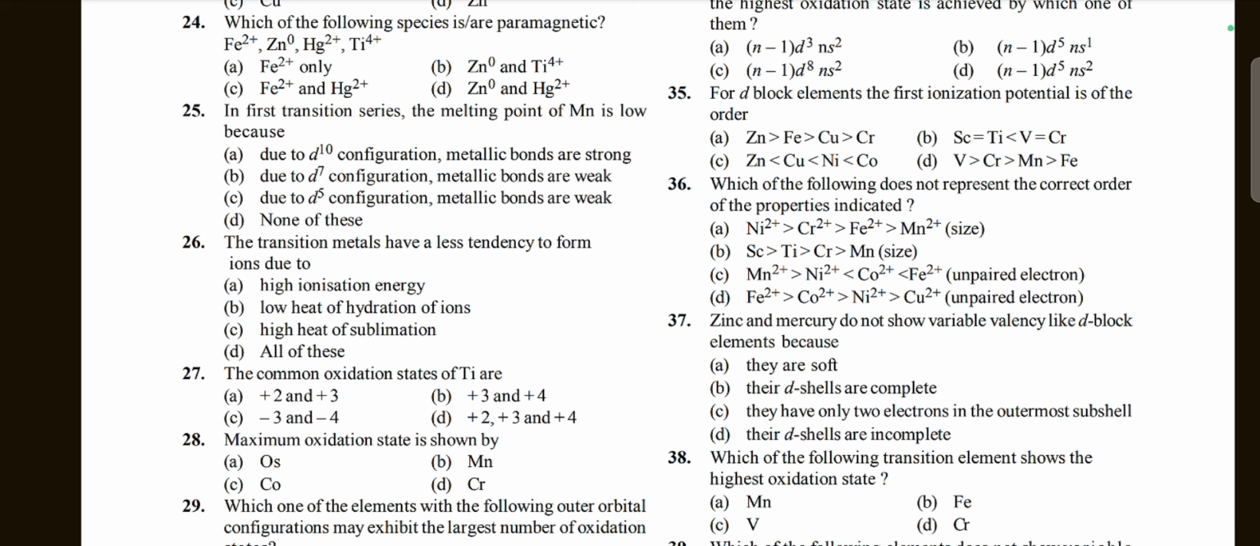Option C. The transition metals have a lesser tendency to form ions due to high ionization energy, low heat of hydration of ions, and high heat of sublimation. So all of these will be the answer.